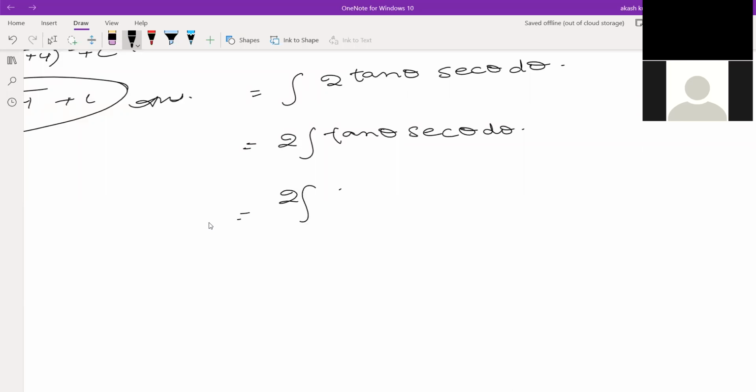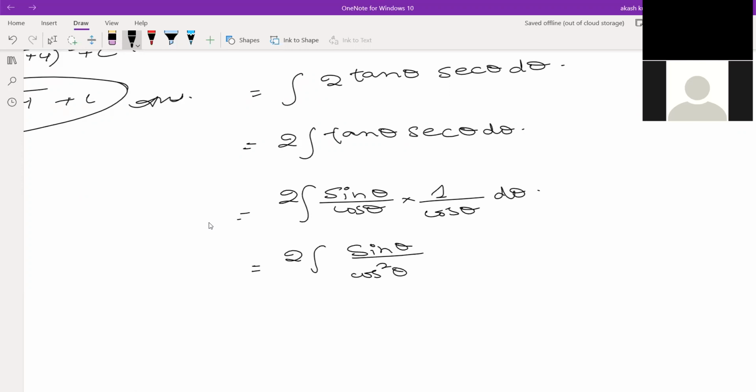Instead of tan theta, I can write sine theta over cos theta. And instead of sec theta, I can write 1 over cos theta d theta. So sine theta over cos squared theta d theta.